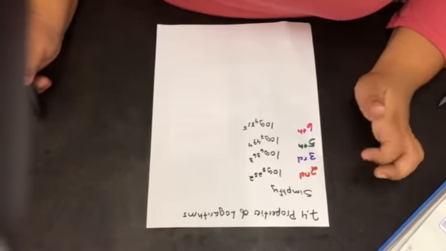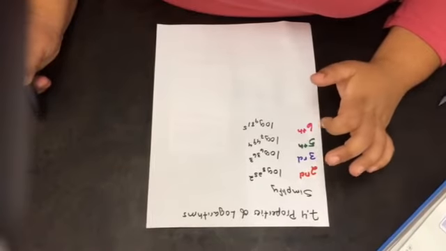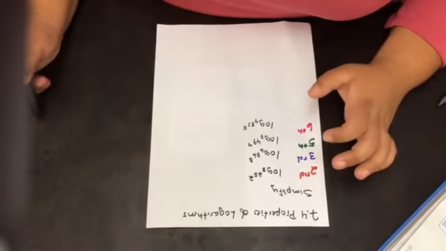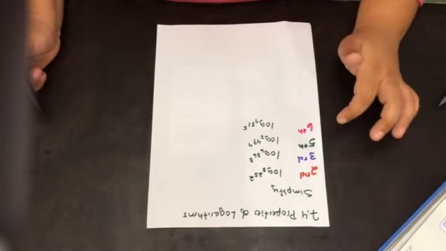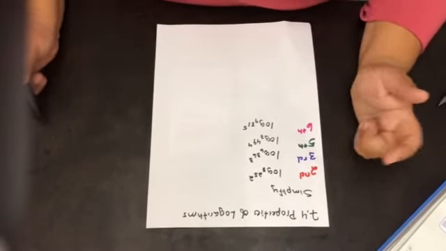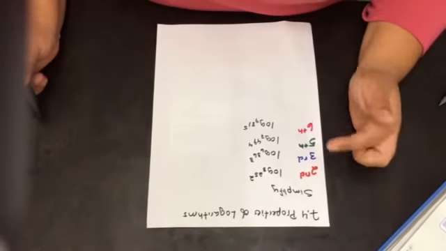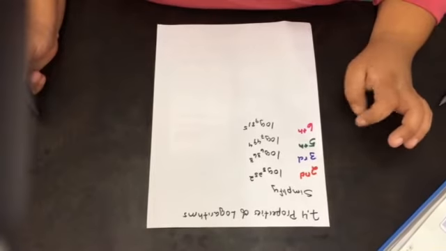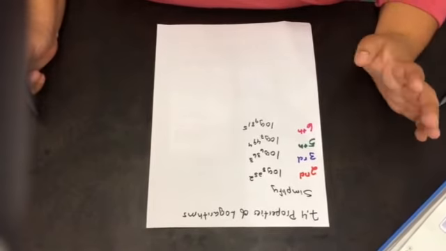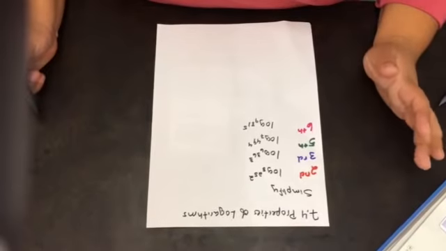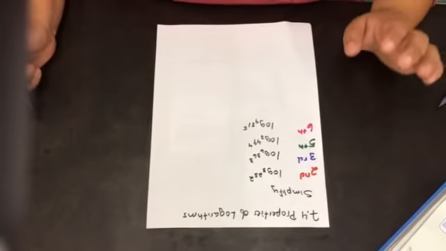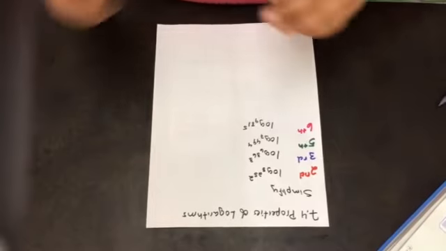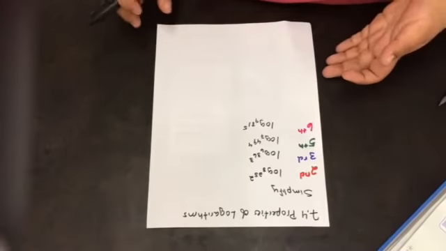For third period, in purple, simplify log base 6 of 36 cubed. For fifth period, in green, you're going to simplify log base 7 of 49 to the fourth. And for sixth period, in pink, you're going to simplify log base 9 of 81 to the fifth. And this is going to be due on Thursday at the beginning of class.